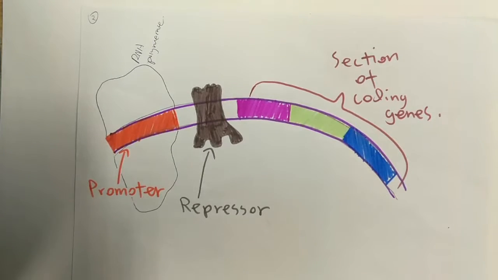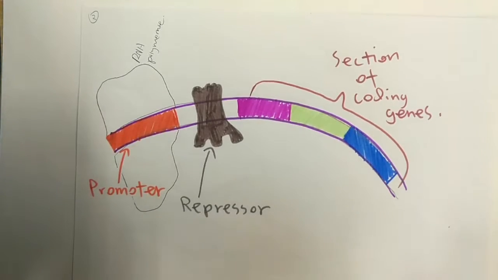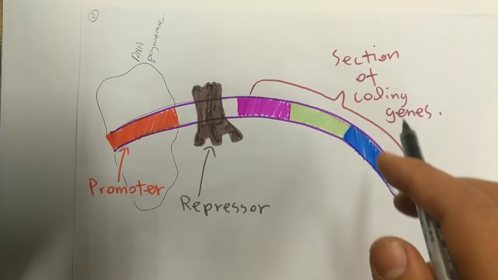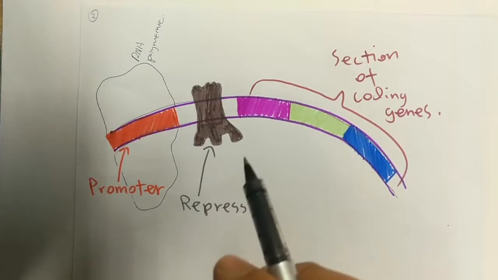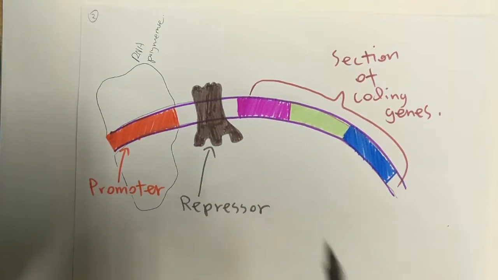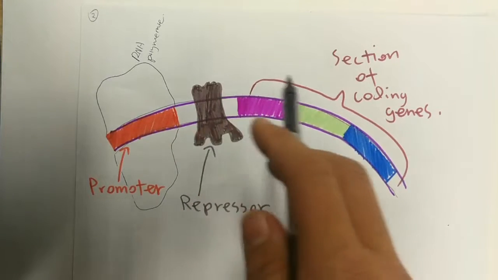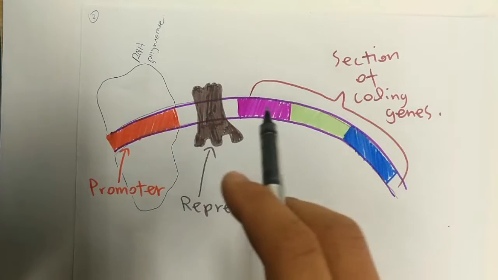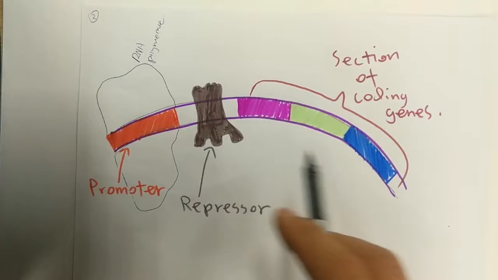Gene expression can also be regulated by the environment. For example, in E. coli, there is a section of genes responsible for lactase production. When there's no lactose in the environment, the repressor before the section of genes is activated, so it blocks the transcription of this section of genes.